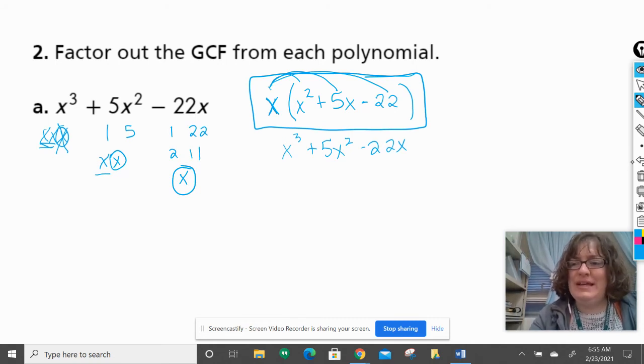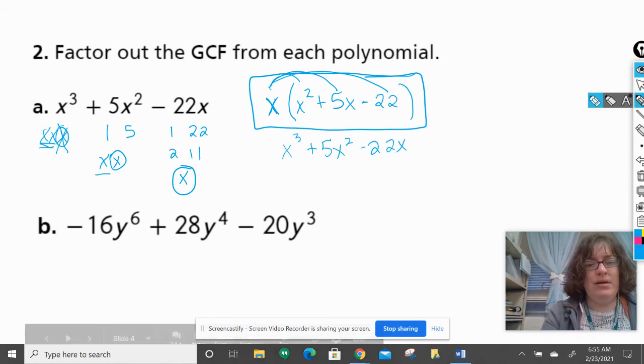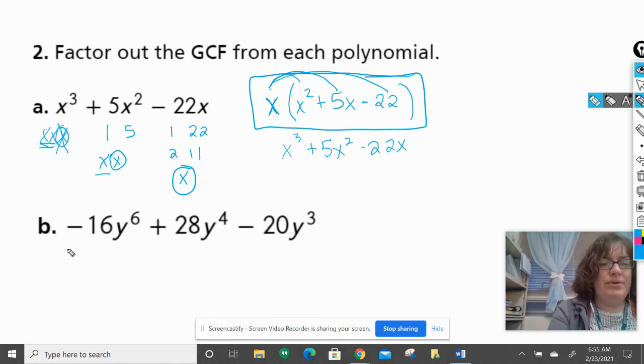Let's try another one together. All right, in this case, we're looking for what they have in common. So again, I'm going to start with my numbers. So 1 and 16, 2 and 8, 3 does not work, but 4 and 4 works. And then y to the 6 means I'd have 6 y's listed out here.